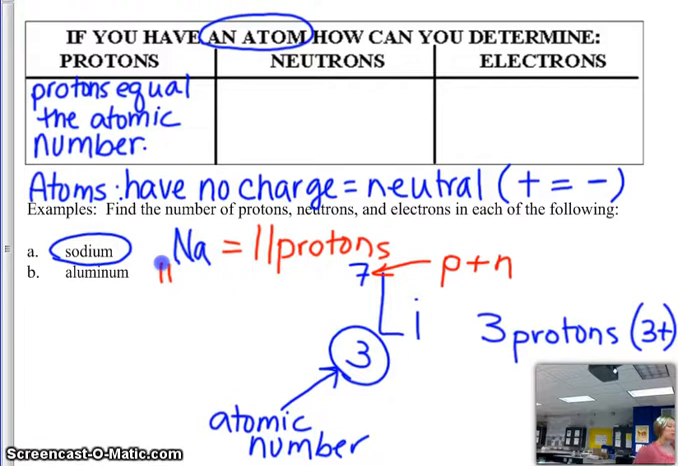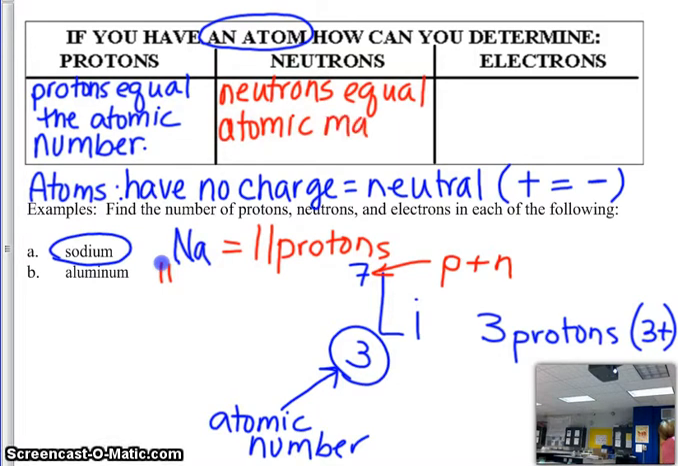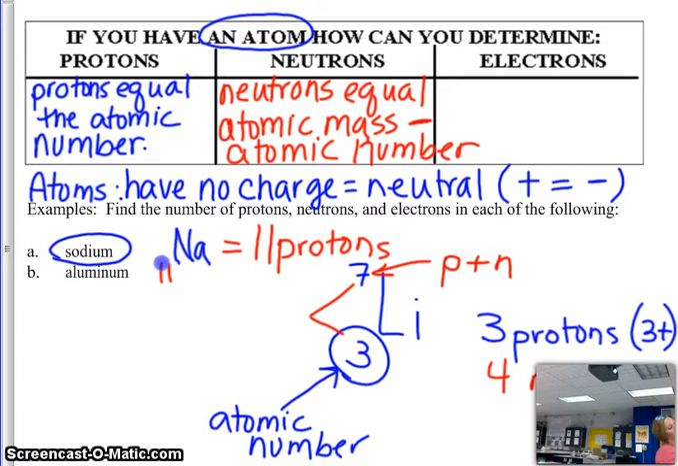For neutrons, since the mass number is equal to the sum of protons and neutrons, to find neutrons, you subtract the atomic mass minus the atomic number. So for lithium, to find our neutrons, you'd have 7 minus 3, which would give you 4 neutrons. And remember, neutrons are neutral. Neutrons only contribute to the mass of the atom, not the charge.